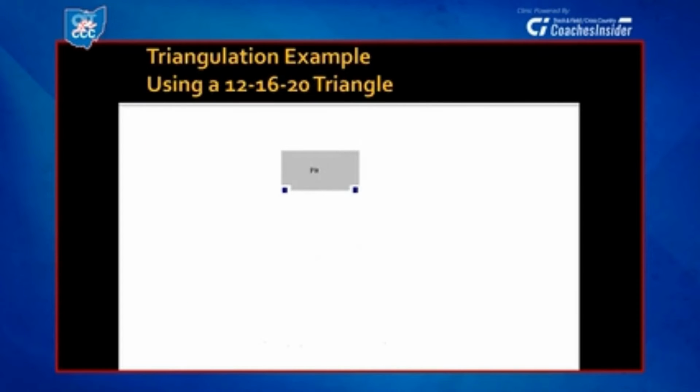So let's look at a specific example, and we're going to use that 12, 16, 20 triangle. So we're going to first of all look here. This is the high jump pit, and we're going to look at how we're actually going to use the tape measure and a roll of tape in order to actually produce and lay out this triangle. So here you can see the pit.